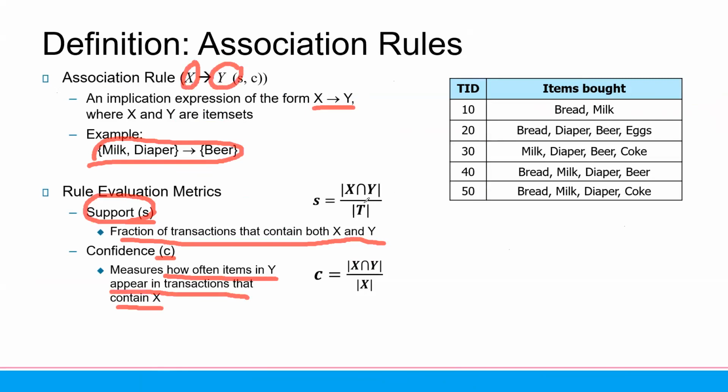So this is the formula. For every support, it will be divided by T, the number of transactions. But for every confidence, it will be divided by the number of X, or the support of X.